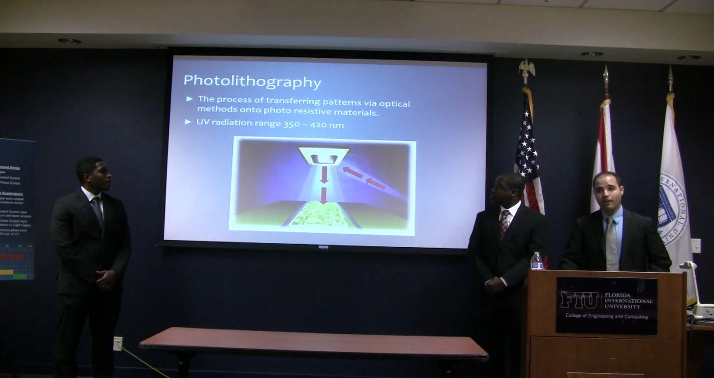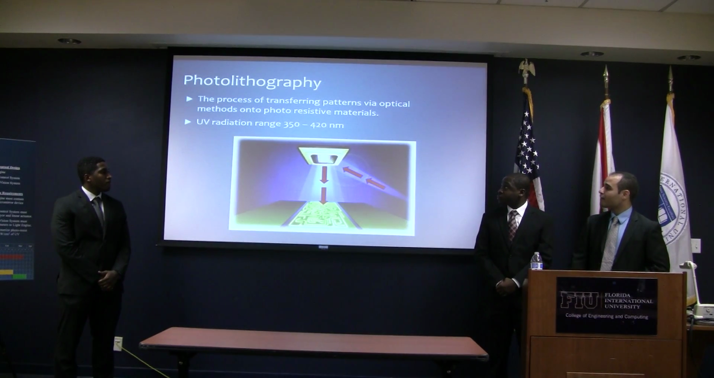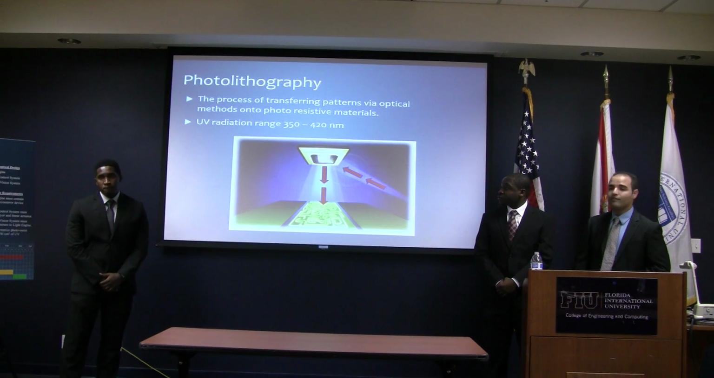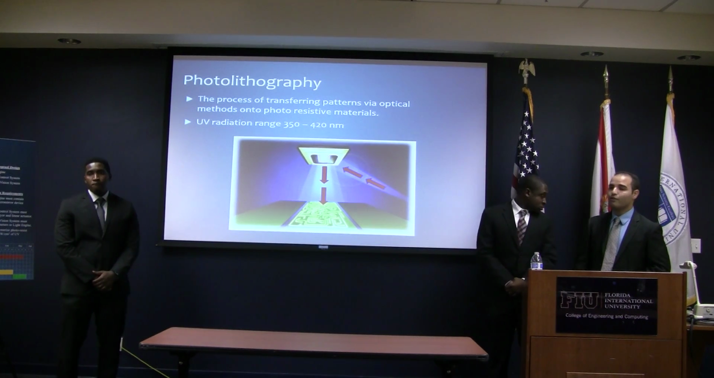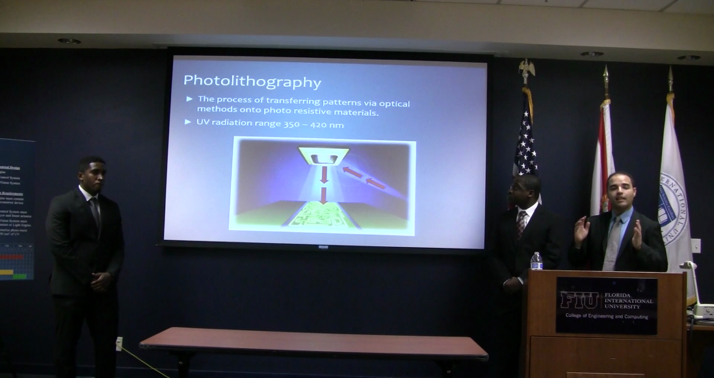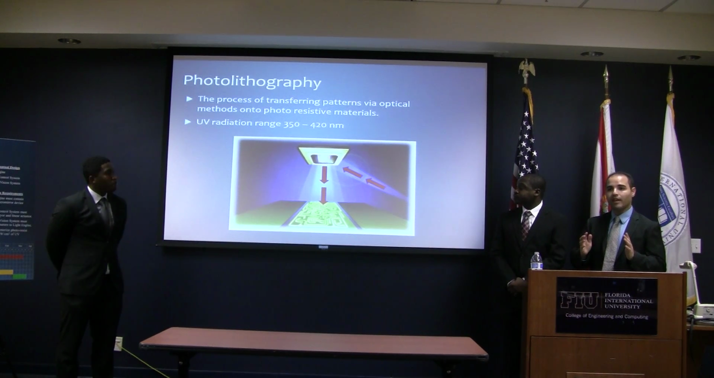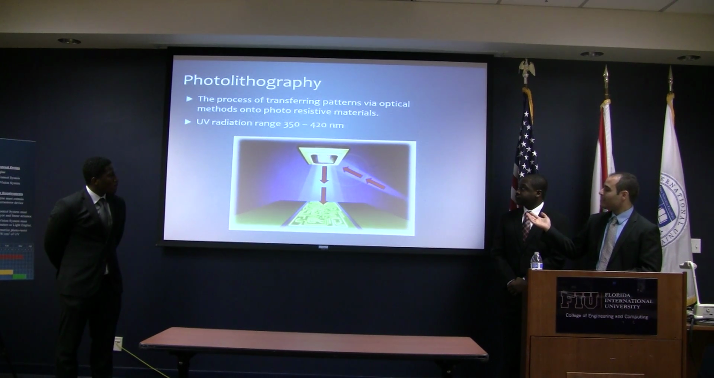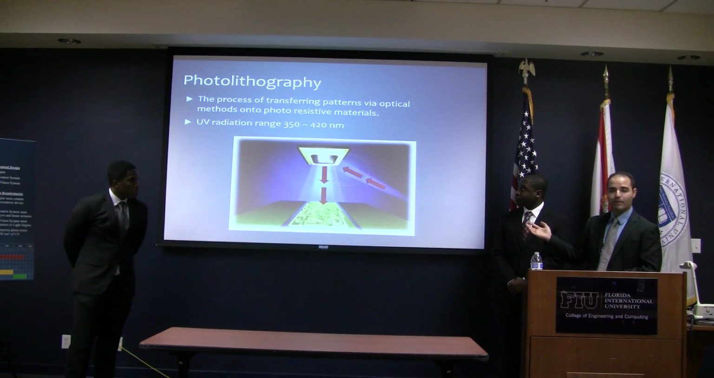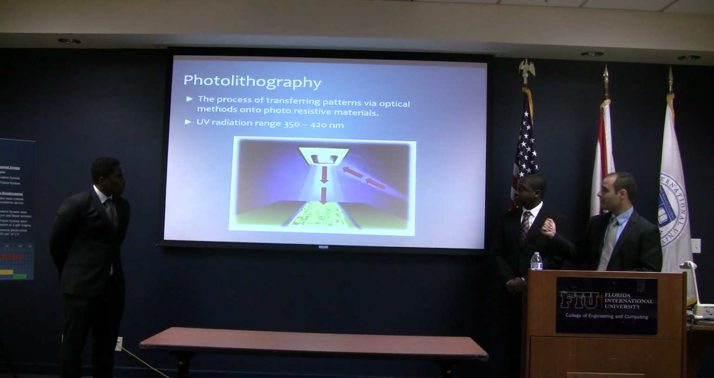So what is photolithography? Photolithography is the process of transferring patterns via optical methods onto a photoresistive material. The spectral range that we're going to be working in is within 350 to 420 nanometers. Pictured here is an application of photolithography using digital micromirror devices by Texas Instruments.